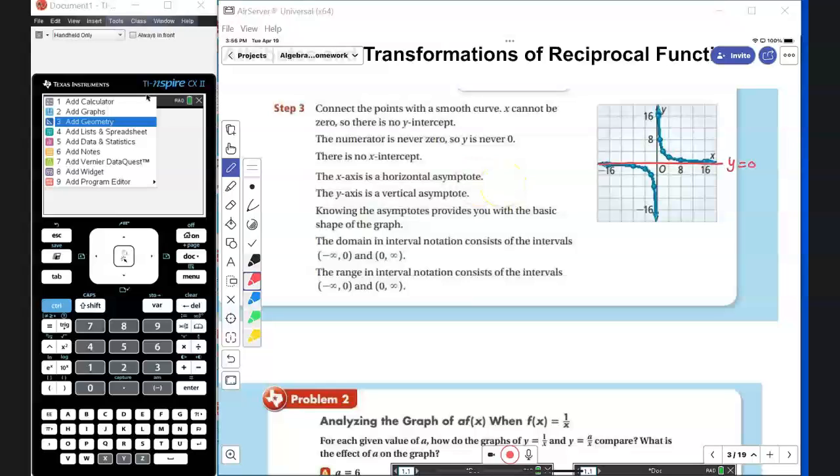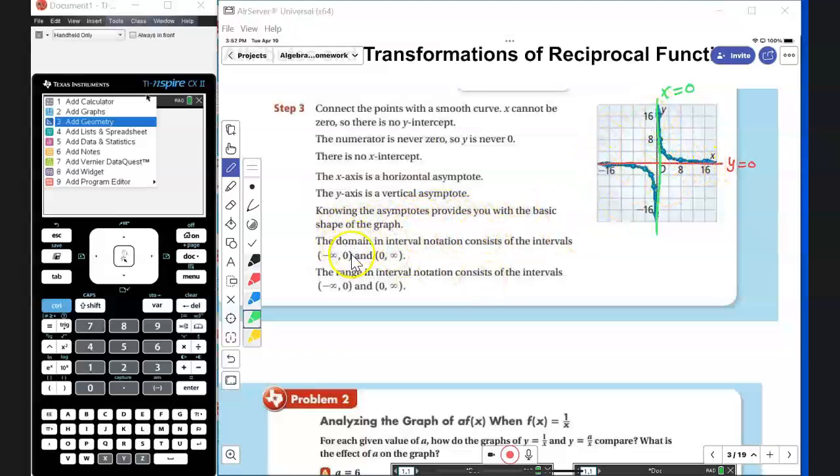And then our vertical asymptote. It's undefined at x equals 0. Knowing the asymptotes provides you the basic shape of the graph. So yes, we know the horizontal asymptote and the vertical asymptote.